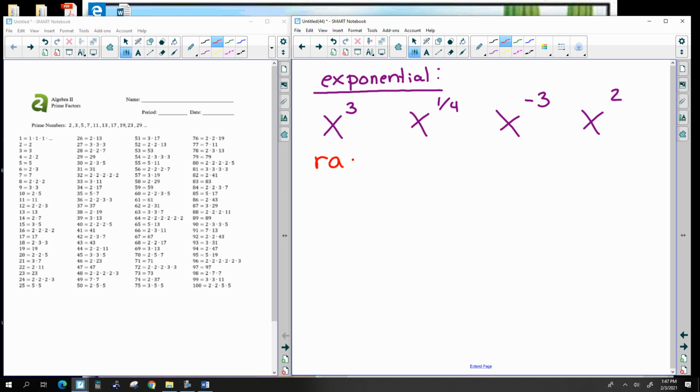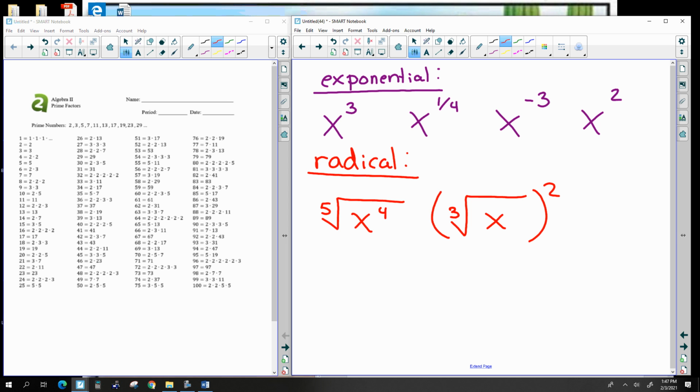If they want something in quote unquote radical form, radicals are like roots of things, square roots, the check mark looking thing. So it could be the 5th root of x to the 4th, or the 3rd root of x squared, or the 5th root of x to the 3rd, or something like that. So it's written in some sort of radical, aka root form. So there's exponential form, and then there's radical form.